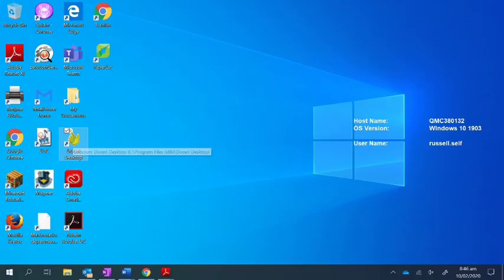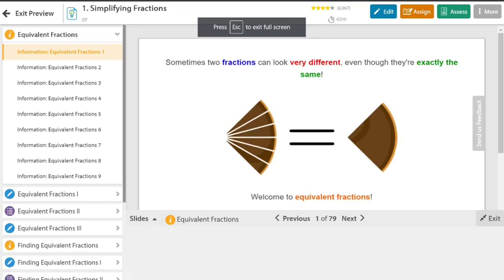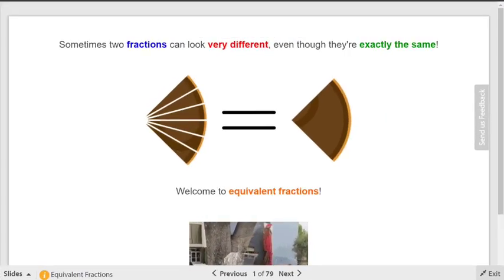So, what we're going to do today is begin with just looking at some basic ideas of fractions. Okay?